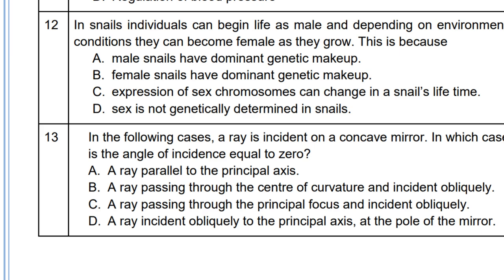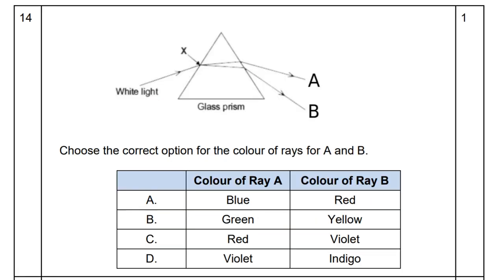D. A ray incident obliquely to the principal axis at the pole of the mirror. Correct answer is B. A ray passing through the center of curvature and incident obliquely. Question 14. Choose the correct option for the color of rays for A and B.